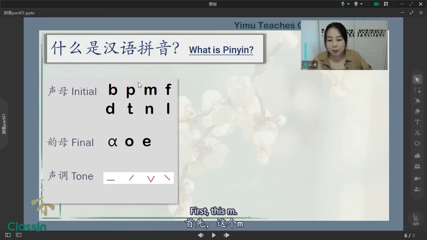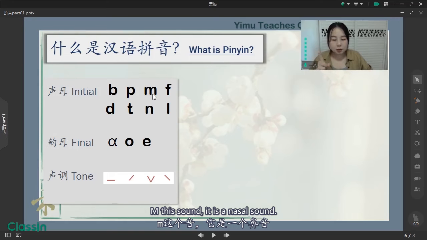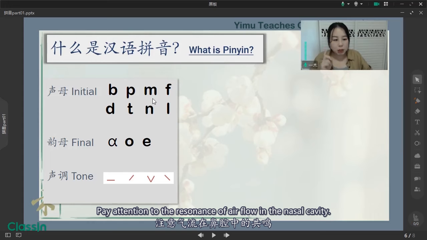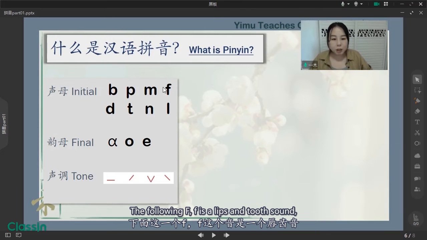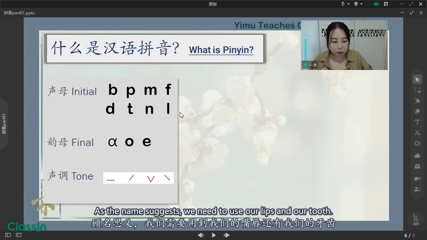First, this sound, it is a nasal sound. Pay attention to the resonance of airflow in the nasal cavity. The following four are labiodental sounds. As the name suggests, we need to use our lips and our teeth.